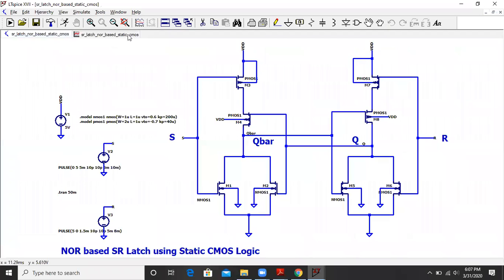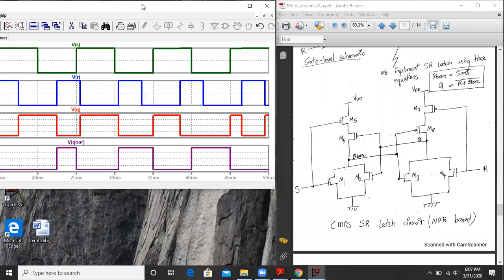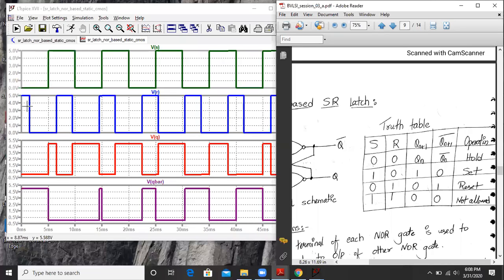Just a moment. Let me minimize this and open up the table to check the functionality. I hope the table is clear to you all. Let us check the first condition over here. The first condition is S is 0 and R is 1. Whenever S is 0 and R is 1, my Q is 0 and Q bar is 1. So let us check that. My S is 0, R is 1, Q is 0 and Q bar is 1. So there it is. One of the conditions is validated.